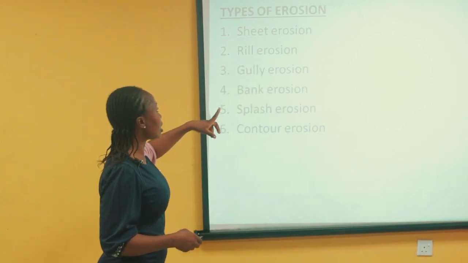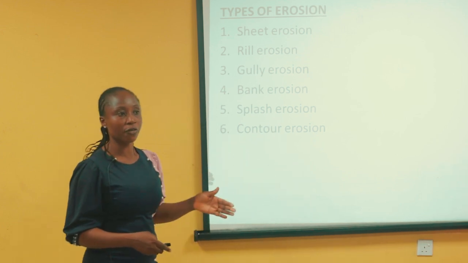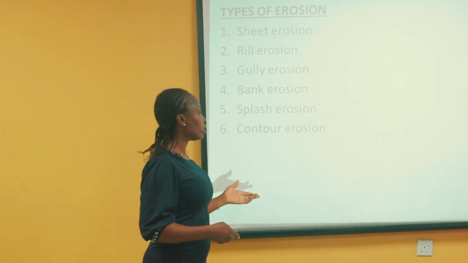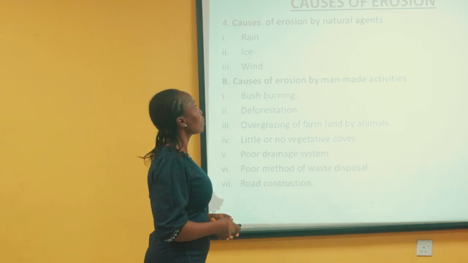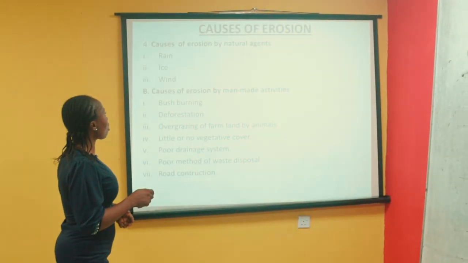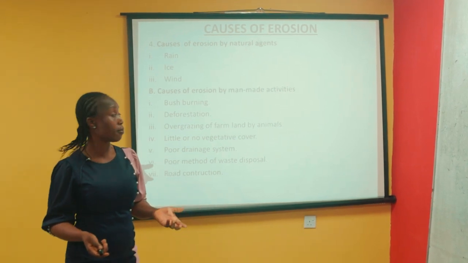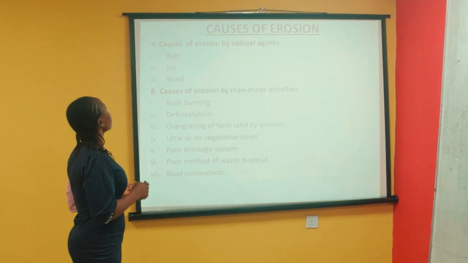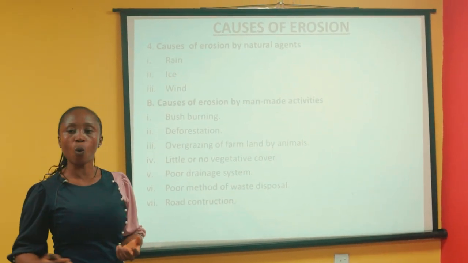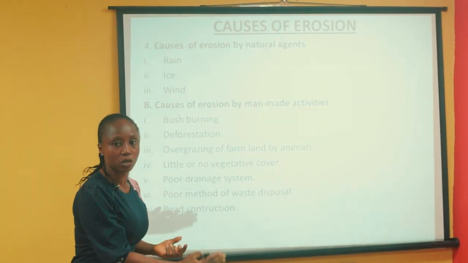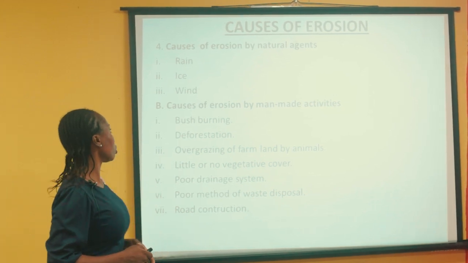All right, remember we said erosion is a gradual wearing away of the surface soil by wind, water, ice, or animals. Now, causes of erosion. What are the things that can cause erosion in our environment? They are rain. When the rain falls, what does it do? The rain washes away the top surface of the soil, and with that, it's causing erosion.